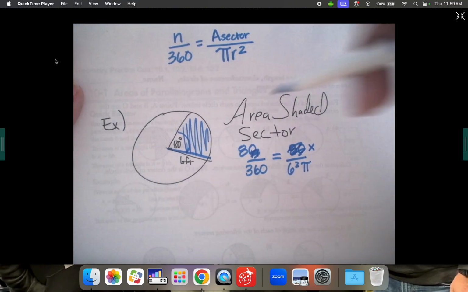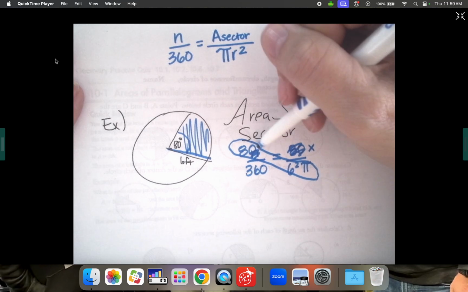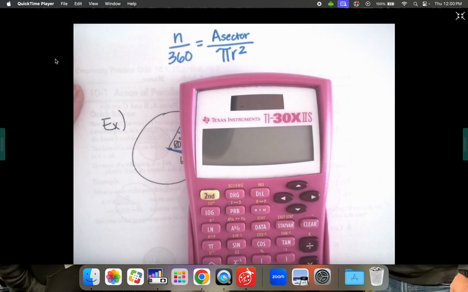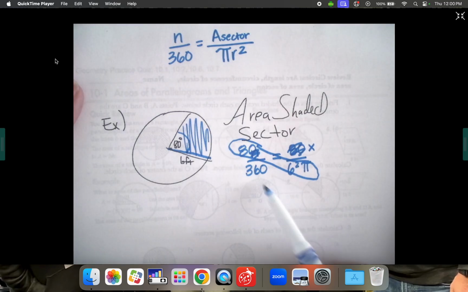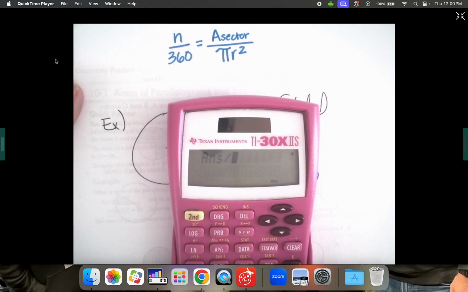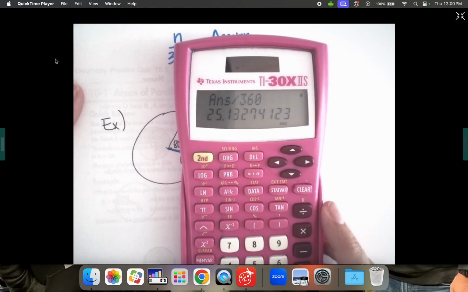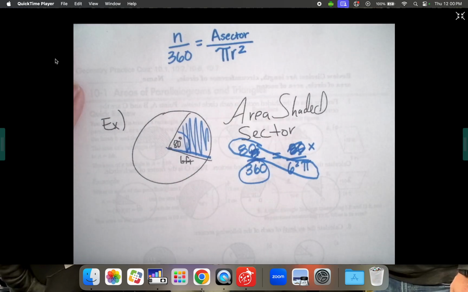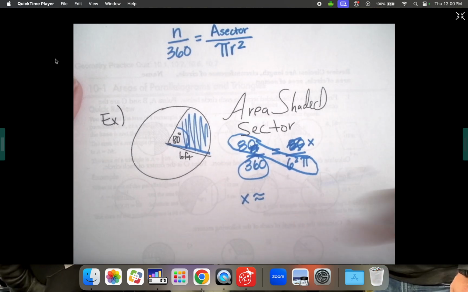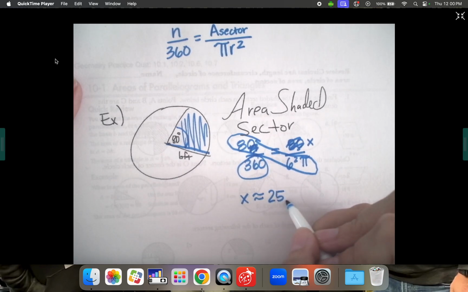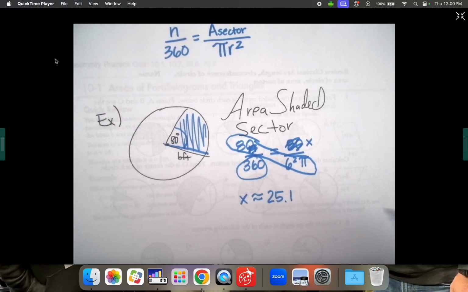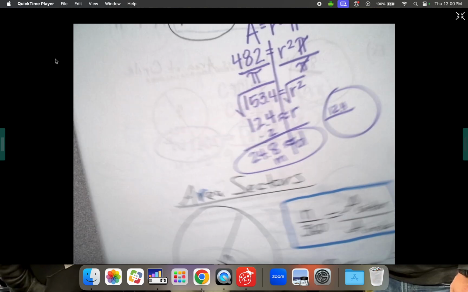Okay, we're going to do the bat and the ball. So I'm going to do 80 times 36 pi, and that equals some really big number. And then we're going to divide by 360. Okay, it's about 25 point, I know it didn't tell us what to round it to. So we're going to say the area of the sector is about 25.1. Okay, and that would be feet, I think it's talking about area, so feet squared.